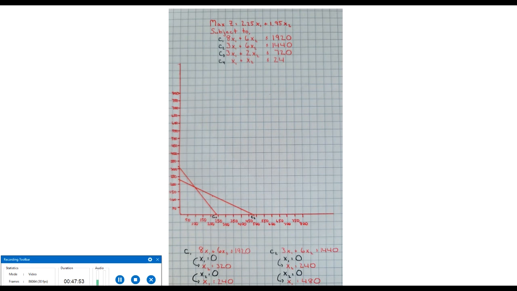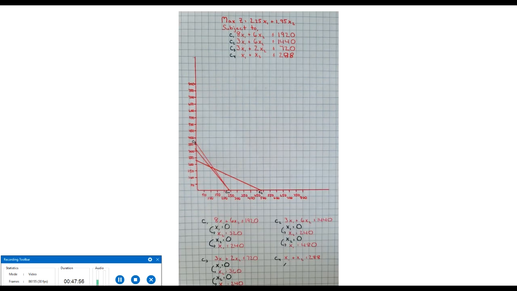Next, we draw in our third constraint. And I've done that here. I make x1 equal to 0, so x2 becomes 360. And then we make x2 0, and x1 becomes 240. So we see here that the amount of onions will probably be irrelevant. Any choice that satisfies constraints 1 and 2 will also satisfy constraint 3. Constraint 3 is above all the other choices.